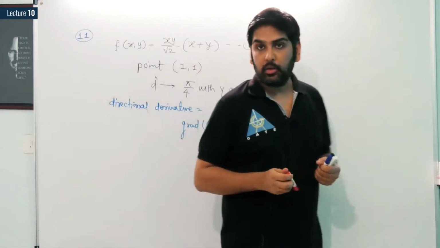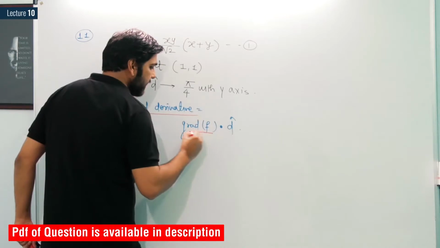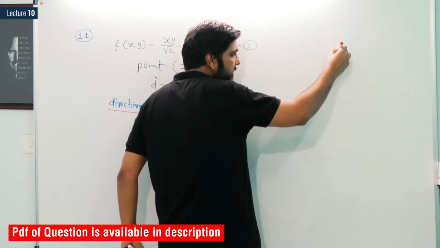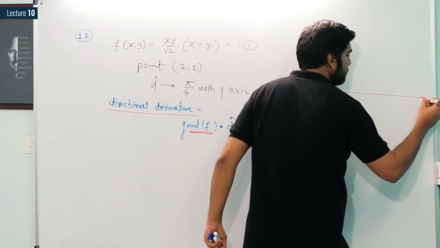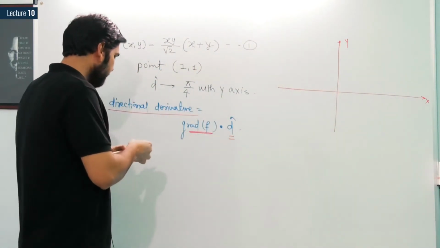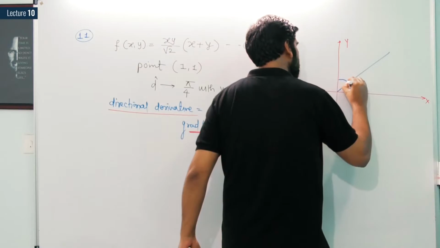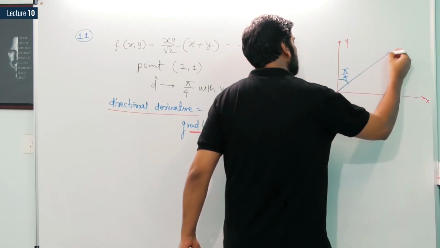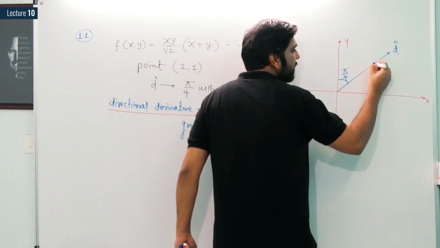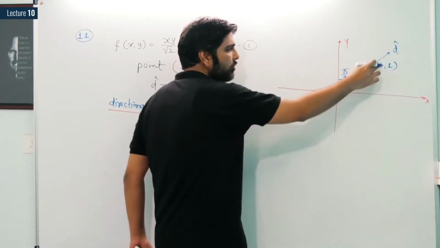The directional derivative is a scalar quantity, right? So we need to find the gradient as well as the direction. Here I have the x-axis and y-axis. This is our vector at 45 degrees, so I have a line at 45 degrees, which is pi by 4. This is our vector d cap. At the point, I have a point in the first quadrant because both x and y are positive. So this should be (1, 1).